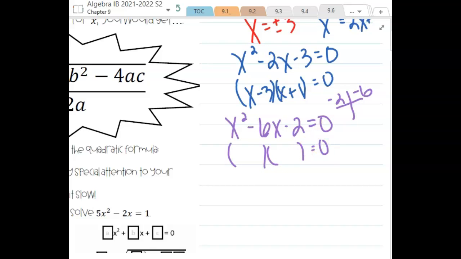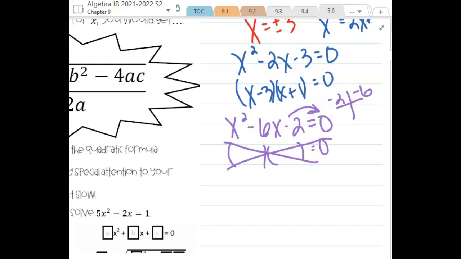I can't solve by the square root method because it has that x term. So if I try to solve it by factoring, there's nothing that multiplies to negative 2 that adds to give me negative 6. It doesn't work. So I can't solve this by factoring. I would have to solve this by completing the square. So I'd have to move the 2 over, find your magic number, factor it, square root it, and on from there.